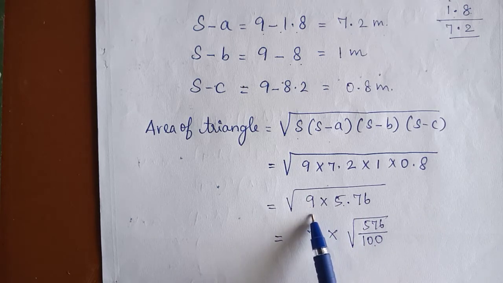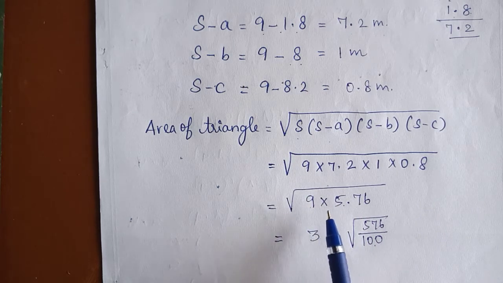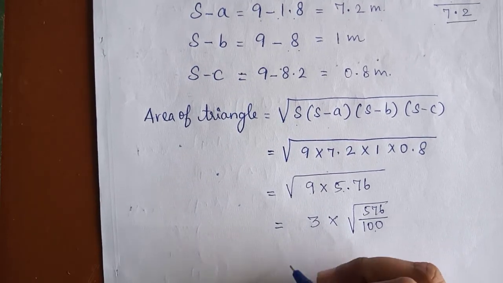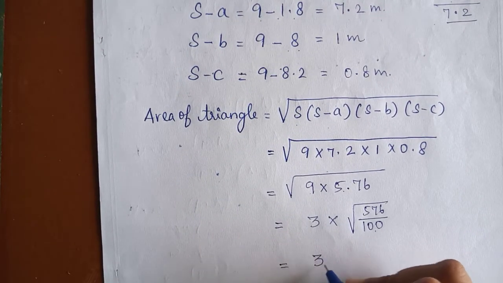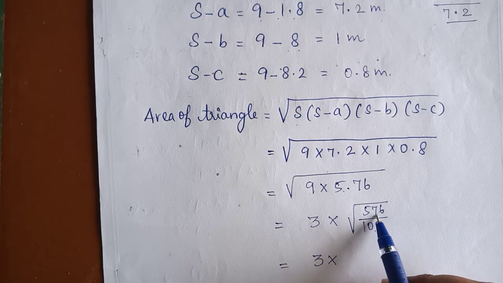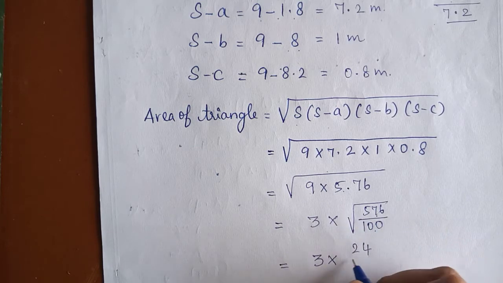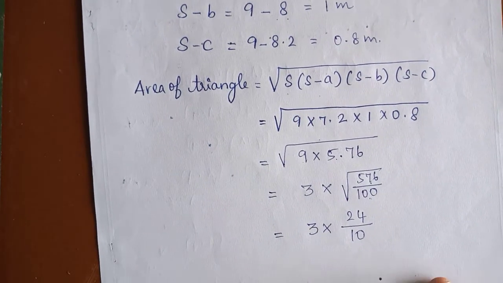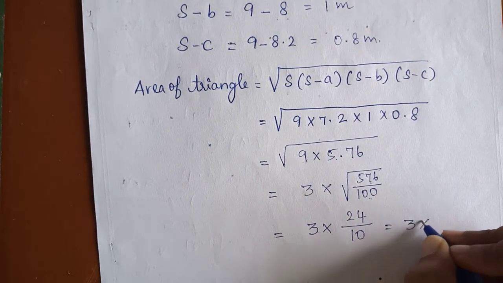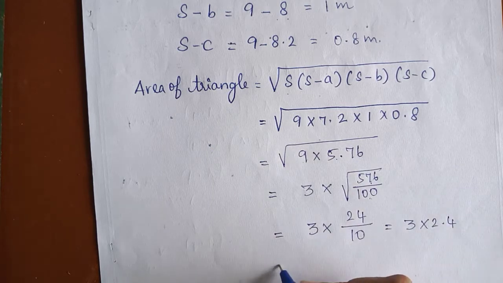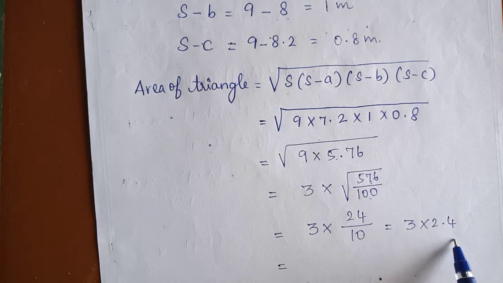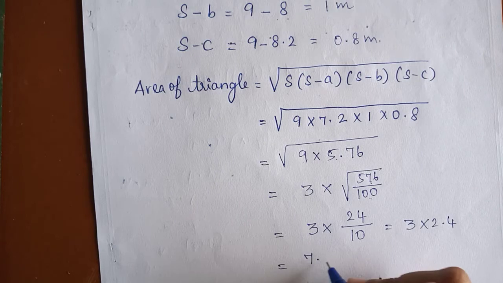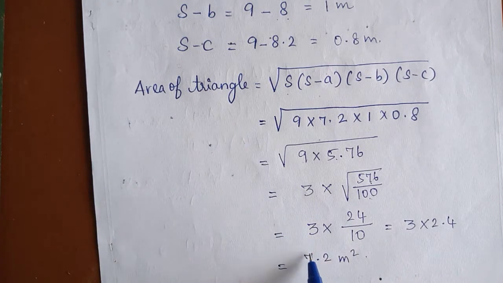So 9 is nothing but 3 square, so we are taking 3 out of the square root. Which is equal to 3 into the square root of 24 square, which is 576. So 24 by 10 square is 100 divided by 10, which is equal to 3 into 2.4. Next step is you have to multiply 3 into 2.4. You get 7.2 meter square. Therefore, the area of the triangle is 7.2 meter square.